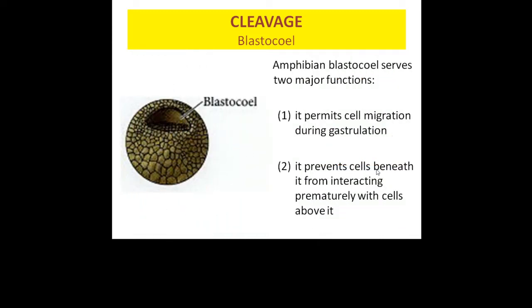The blastocele actually plays 2 major functions. Firstly, it allows cell migration during gastrulation, and second, it prevents the cells below it to interact prematurely with the cells above it. The cells above and below the blastocele have different fates. They are destined to form different paths. So if they interact prematurely, it results in abnormality.